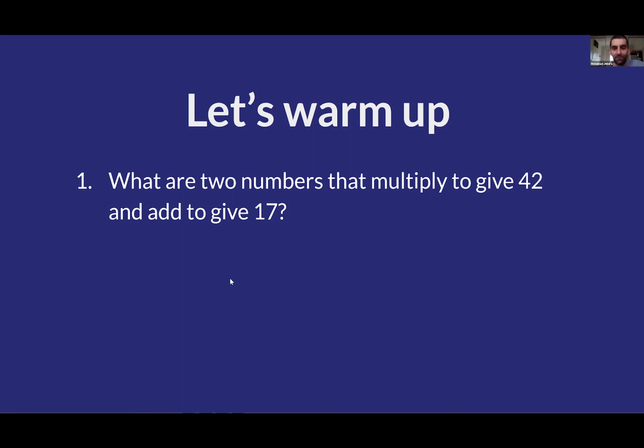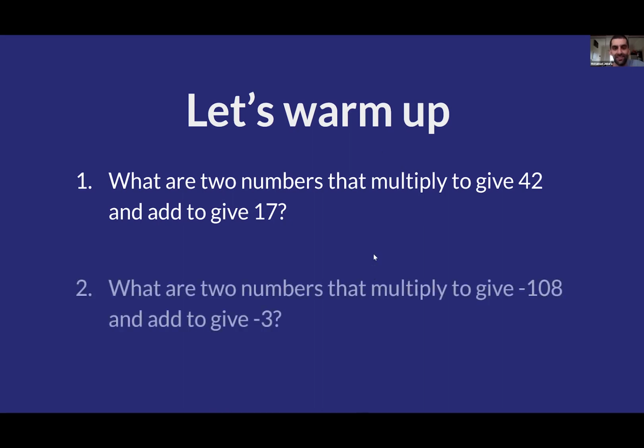I'm going to give one more. Okay, what are 2 numbers? This time it's going to be negatives that multiply to give negative 108 and add to give negative 3. Okay, have a think about it. Don't give away the answer in the chat. I'm going to launch a poll. All right, and hopefully everyone's had time to think about it and can give me a quick answer. All right, poll is launched. 2 numbers that multiply to give negative 108 and add to give negative 3.